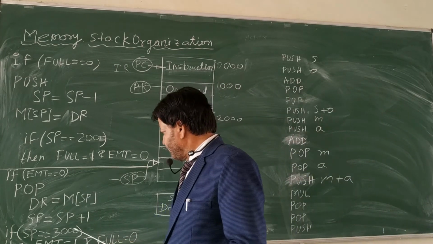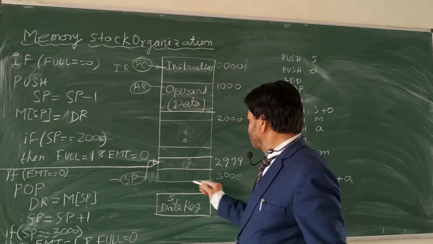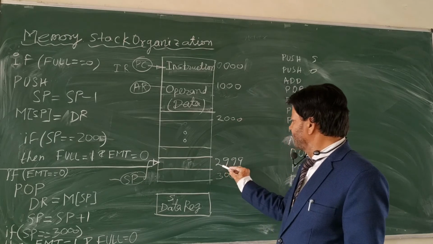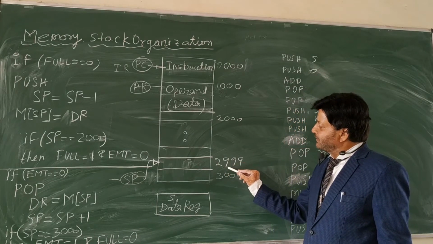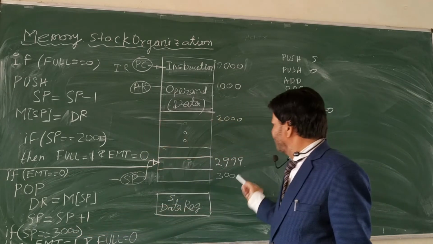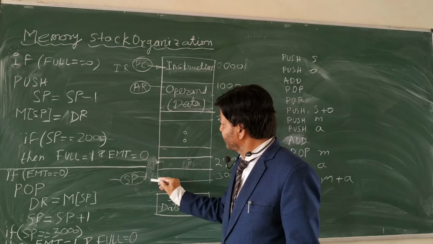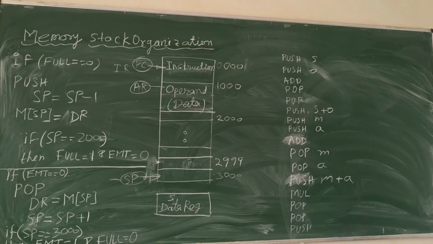Now you will increment the SP by 1. Presently it is 2999. If you increment it by 1, it will be 3000. So now your stack pointer will point to this 3000 memory location. This is the thing.